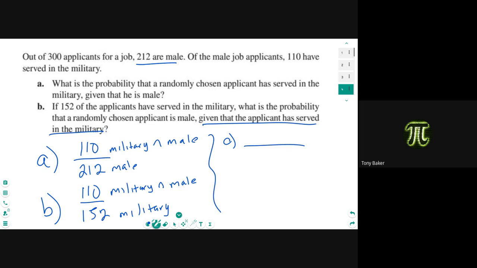So remember, in essence, what did I just find? We found the complementary, right? We have male, so the rest would be listed as female. Total number of people that applied. So in this case, I know I would have 88 females that applied. And out of those, we had 42 that had served in the military. So it's just another way to look at things.